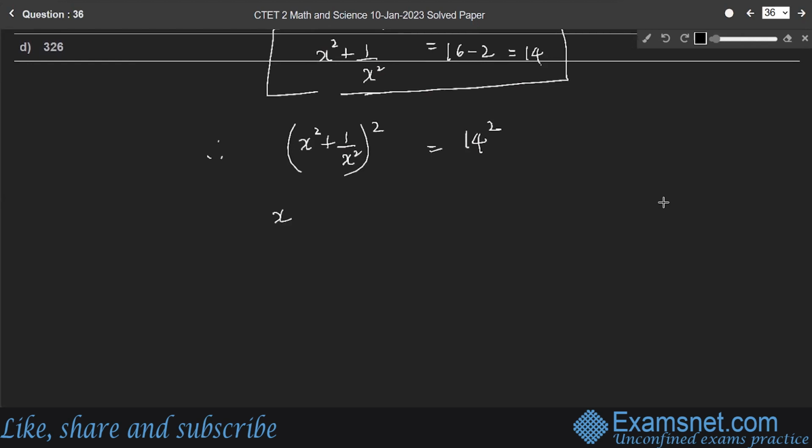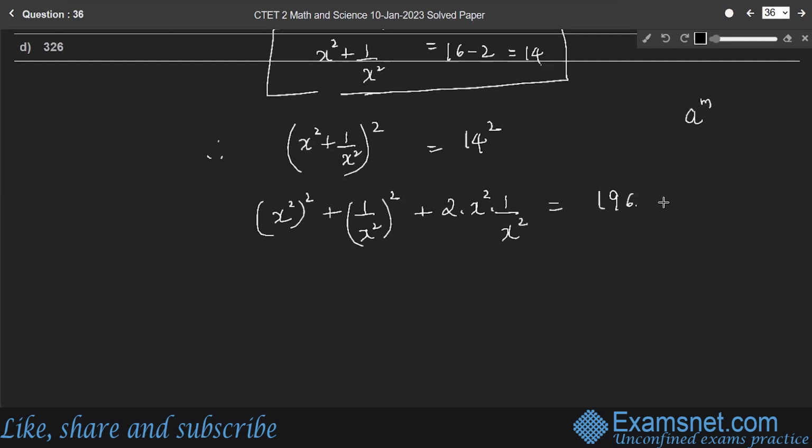Apply the same rule, (x²)² is a², plus b². b is 1 by x², so (1/x²)², plus 2 times a, which is x², into b, which is 1 by x², is equal to 14² which is 196. Right? So here, x² the whole square.